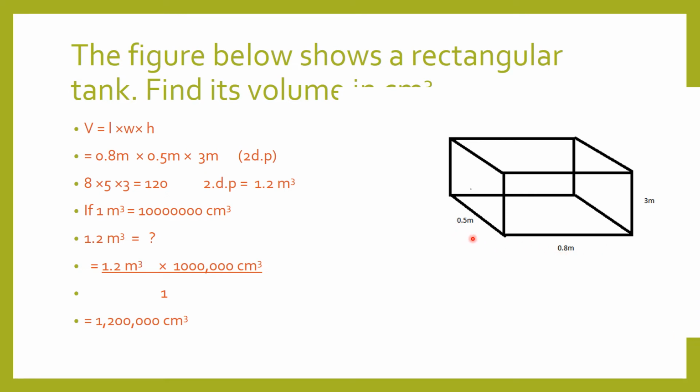When the dimensions are in meters, you will find your volume in meters cube. Remember the previous example, everything was in centimeters. We got our volume in centimeters cube. So this time round, we're going to find our volume in meters cube. So our formula remains the same. Volume is equal to length times width times height, that is 0.8 times 0.5 times 3.